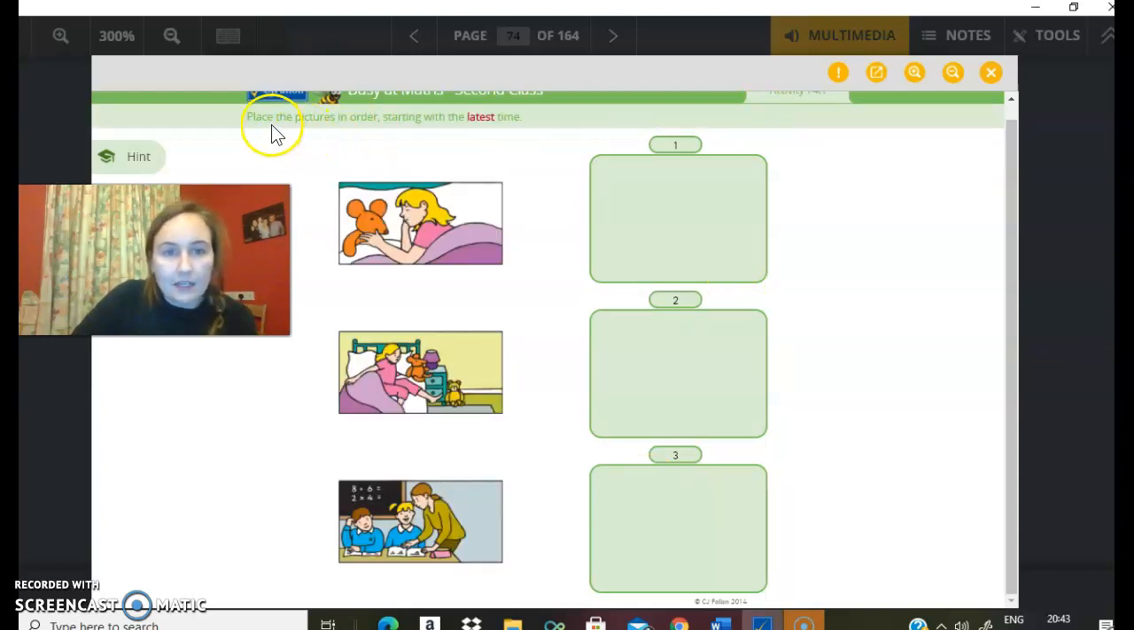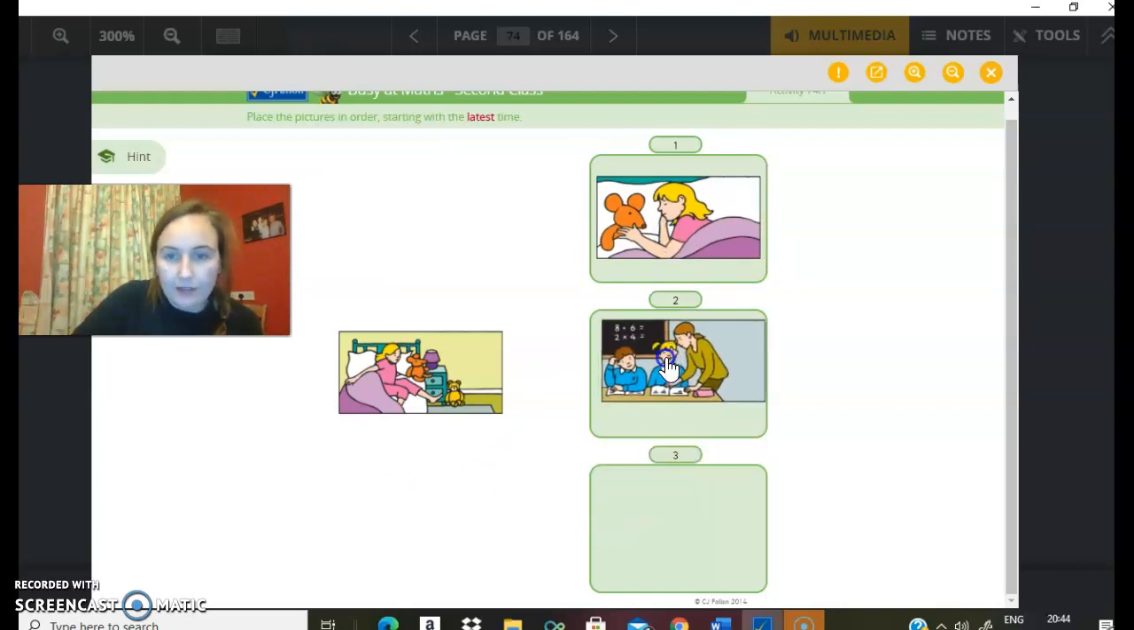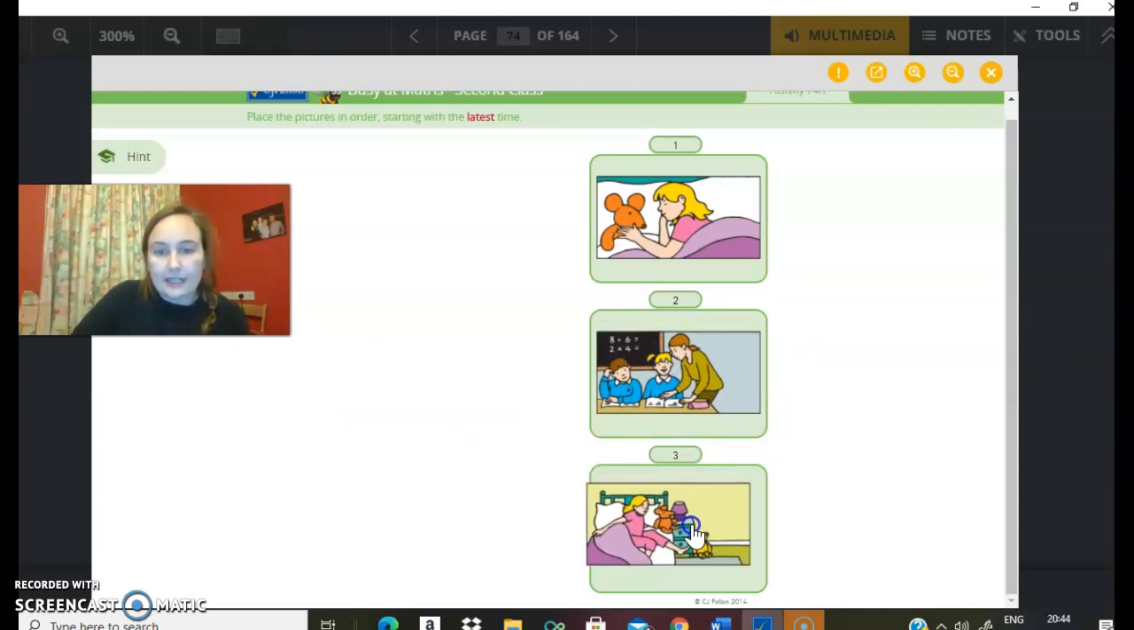Okay, this time I have to place the pictures in order starting with the latest time. So we have a girl asleep in bed. We have a girl getting up out of bed, so that must be the morning. And we have the children in school doing their work. So the latest time there would be the girl in bed asleep. And then the next latest would be the children in school. And then down to the earliest is getting out of bed in the morning.